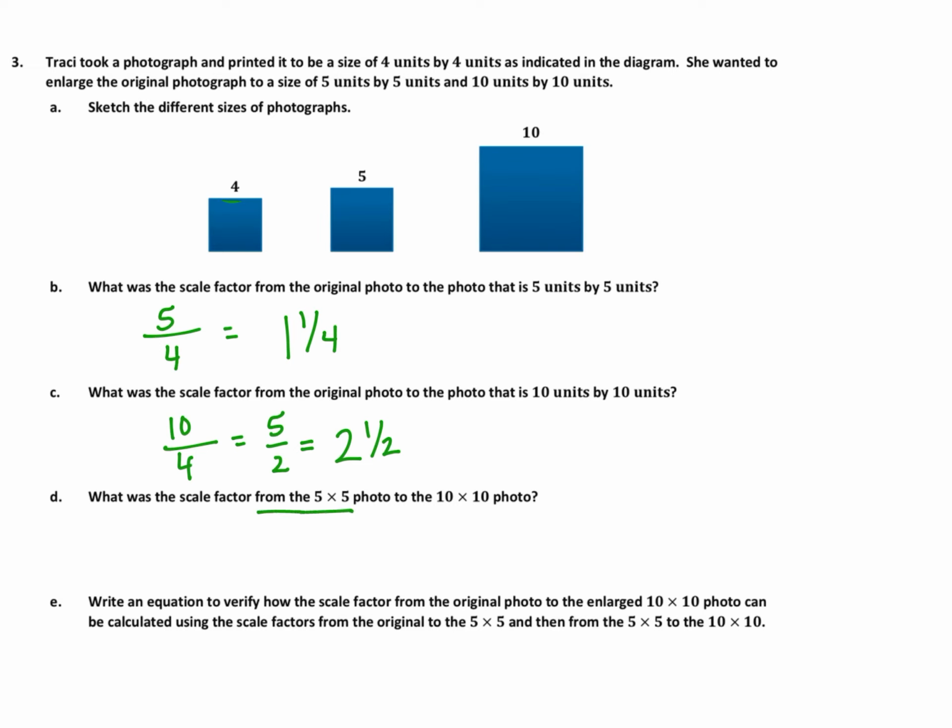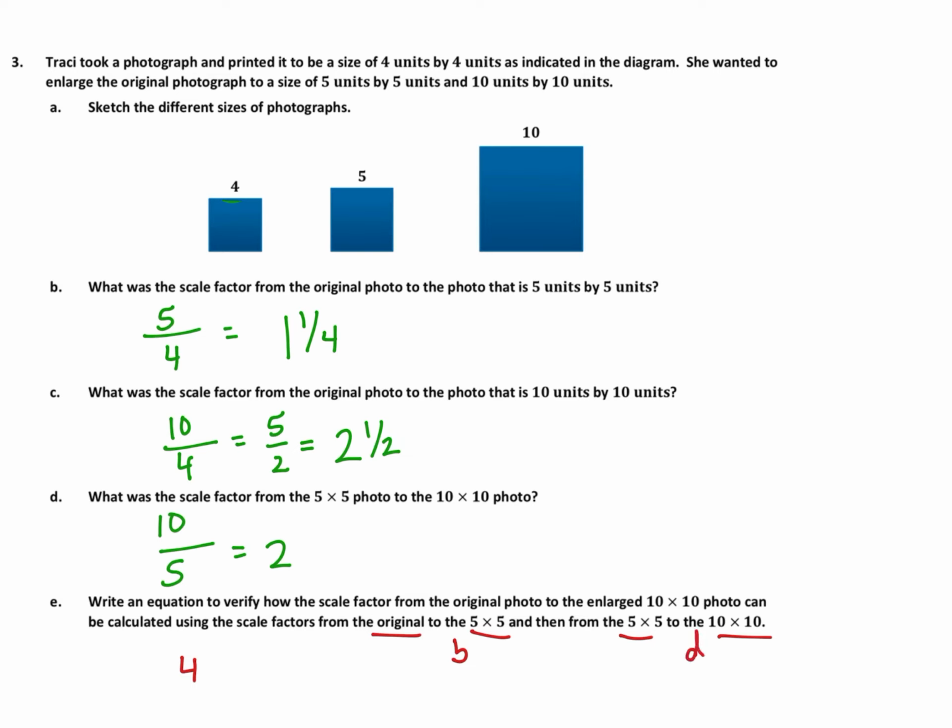Then if you start with the 5x5 and change to the 10x10, that scale factor is 2. In part E, it says write an equation to verify how the original, which was a distance of 4, can be enlarged to the 10x10 using the two scale factors going from the original to the 5x5 and from the 5x5 to the 10x10. This is in part B, and this one is in part D.